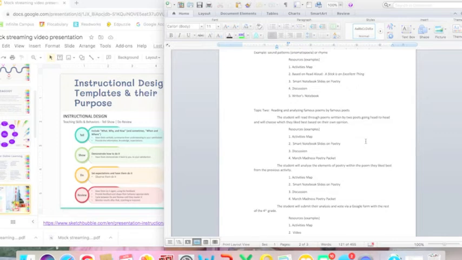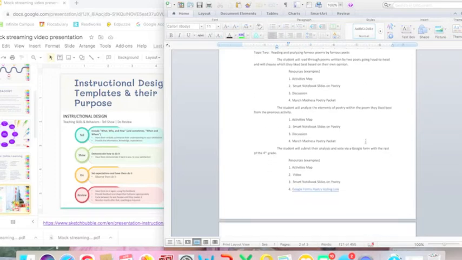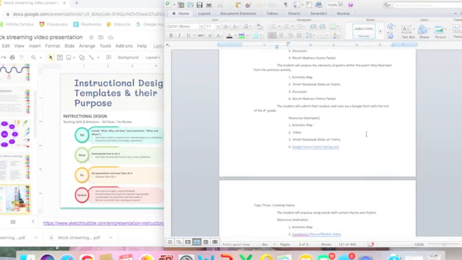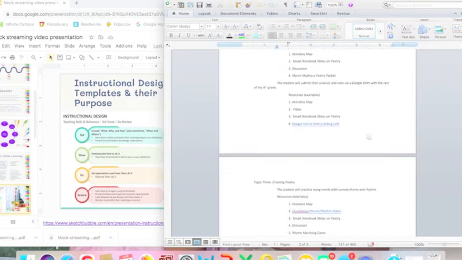So this was that do aspect there, and the students analyzed the elements of poetry within the poem they liked best from the previous activity, and the students submit their analysis and vote to a Google form with the rest of the entire 4th grade. So it's a great thing to do community-wise as well.